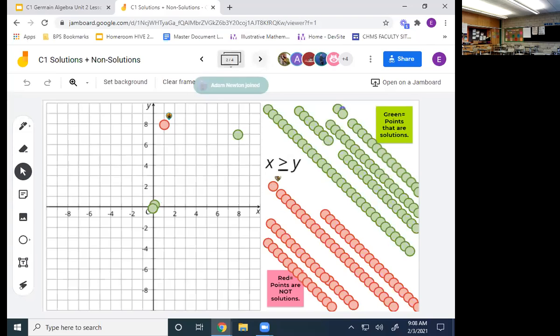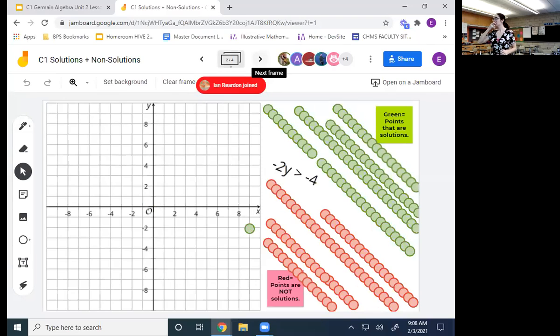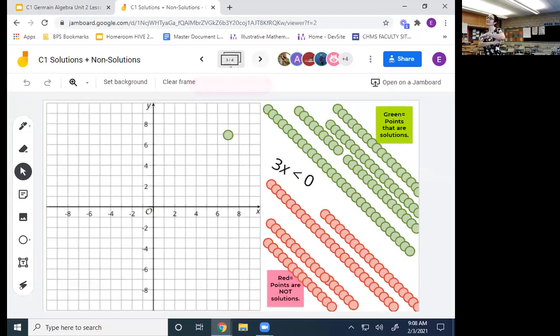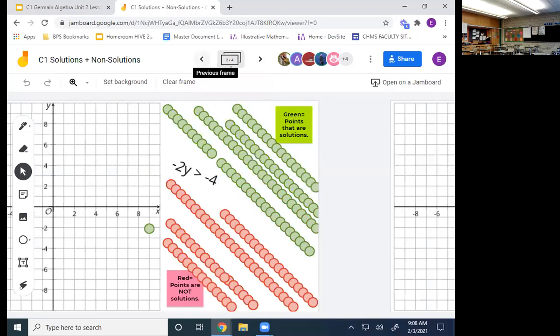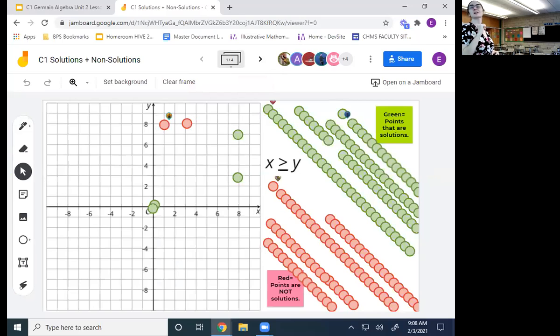Let's see if anybody put anything on slide number 2. Nice. Okay, we got some on slide number 2. Anonymous Tiger. Okay, I got some on slide number 3 as well. Okay, and then people are still working on 4. Nice job. You guys are doing fantastic.